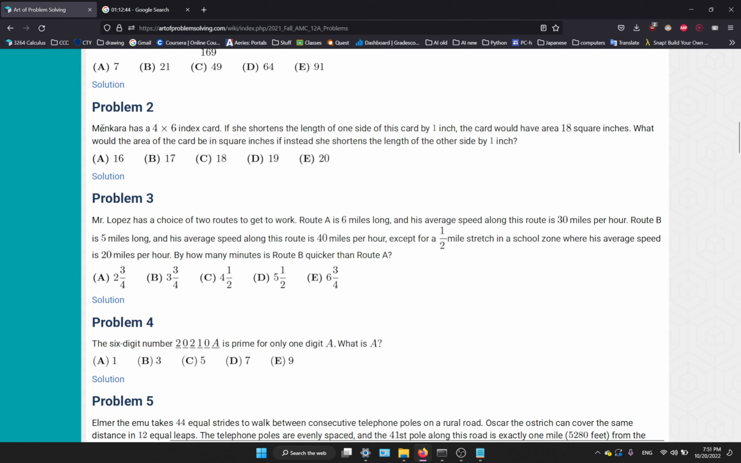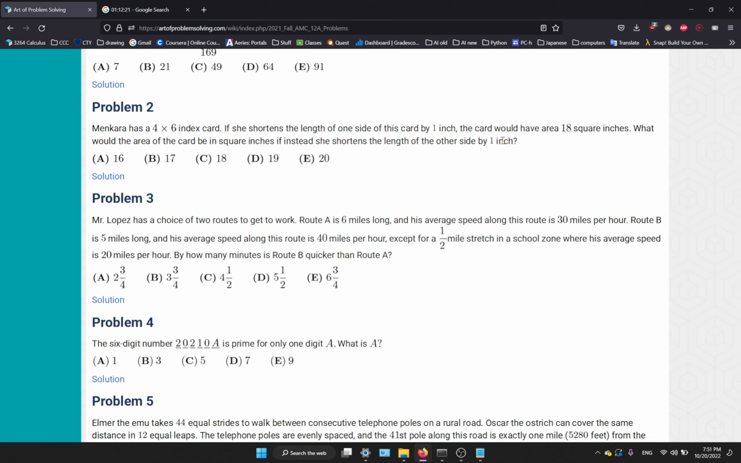Question two. Mankara has a 4x6 index card. If she shortens the length of one side of this card by 1 inch, the card would have an area of 18 square inches. What would the area of this card be in square inches if she shortens the length of the other side by 1 inch?